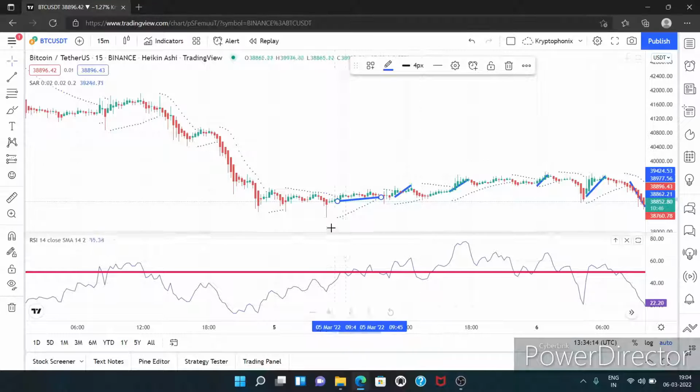Okay, now this is a no trade level. Keep that in mind. Unless and until the 50 level is breached by the RSI, we will not be initiating a trade.